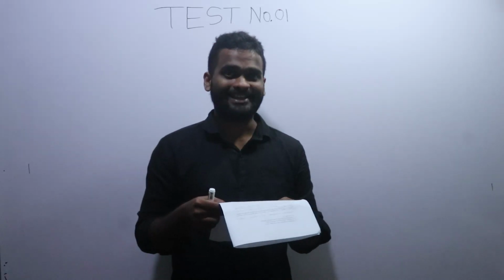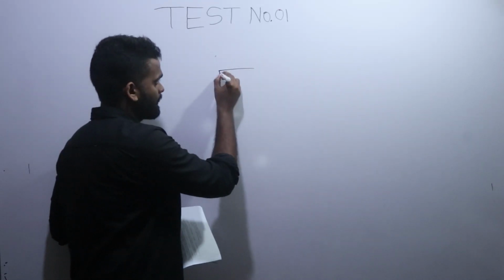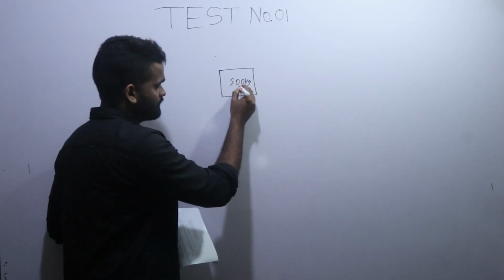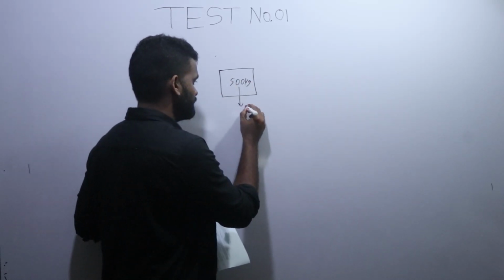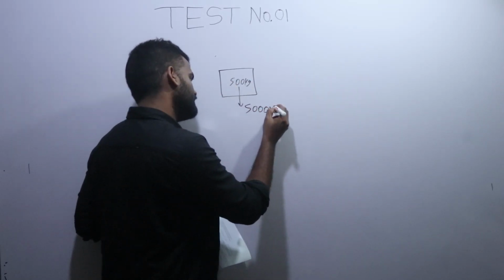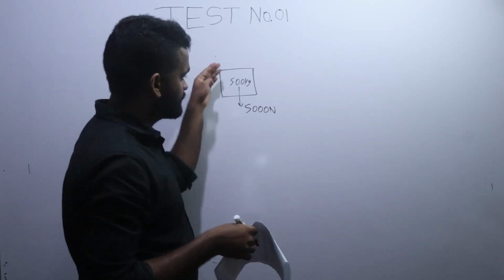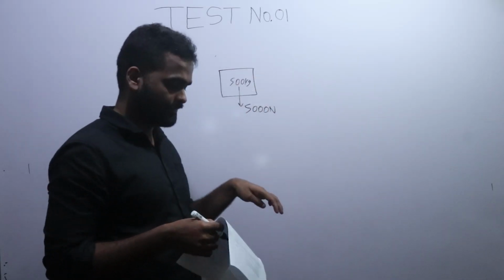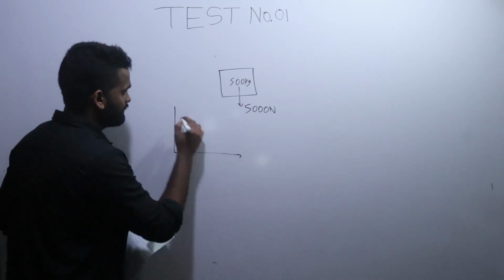So we have a lift. Sorry, the mass of the lift is 500 kilograms. So then the weight of the lift is 5000 newtons. Then for the motion of this lift, they say that it's moving downwards. For the motion of the lift, they have given a VT graph.